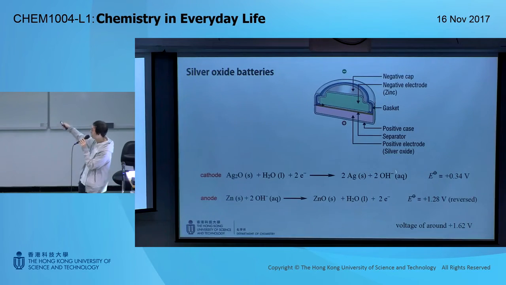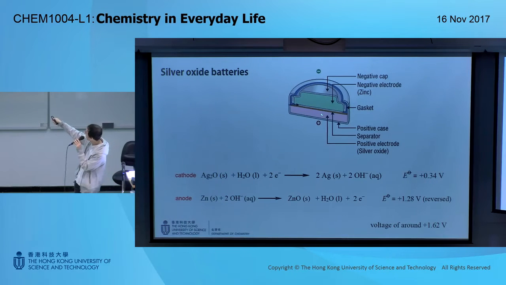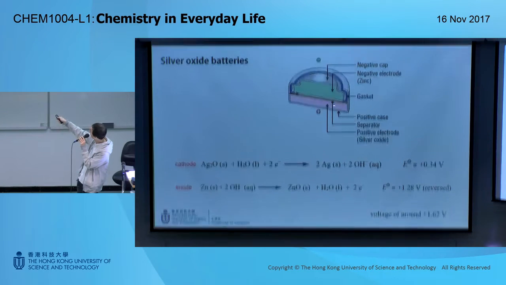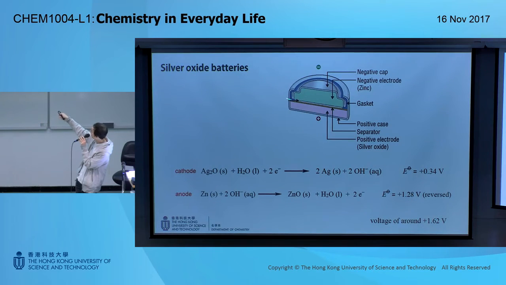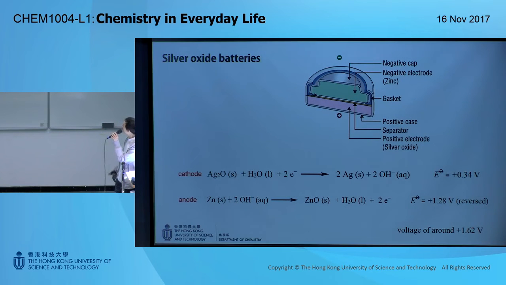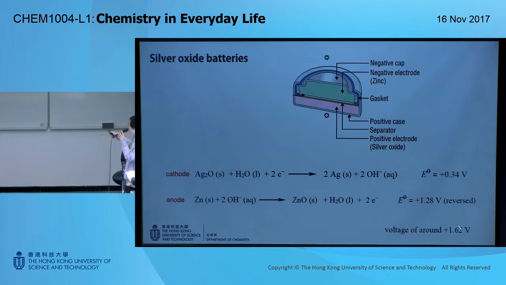Again, the side product is hydroxide ions, which can also supply the reaction at the anode through the separator, the semi-permeable membrane, separating the two solids at the top and bottom. If you look at the E values for these two half equations, you will calculate that the overall voltage is around 1.6 volts, a little bit higher than the alkaline batteries.